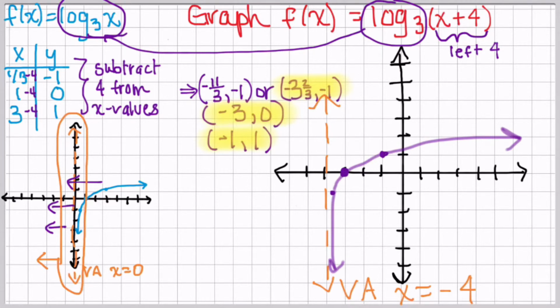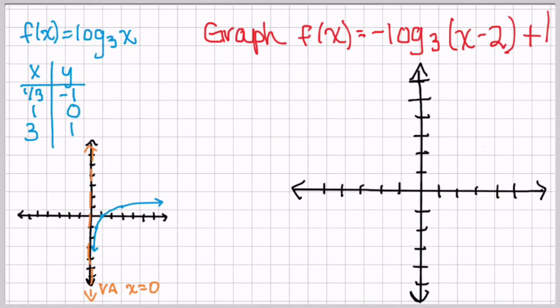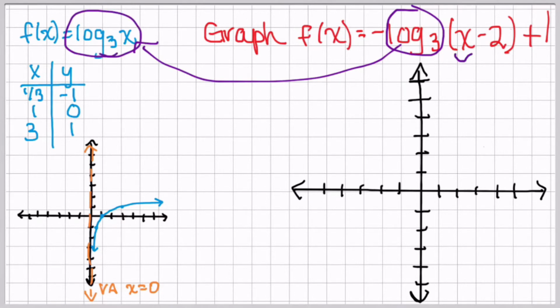All right, on to our final example. Now we're going to graph f of x equals negative log base 3 of (x - 2), plus 1. Still working with a log base 3 graph, so we're going to use the same 3 ordered pairs. And there's going to be 3 transformations that occur for this graph.